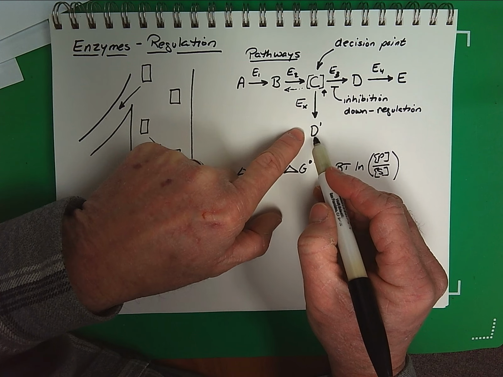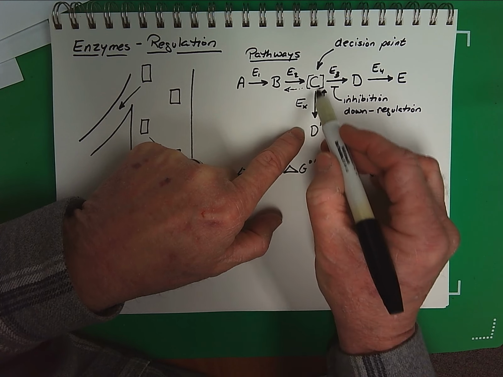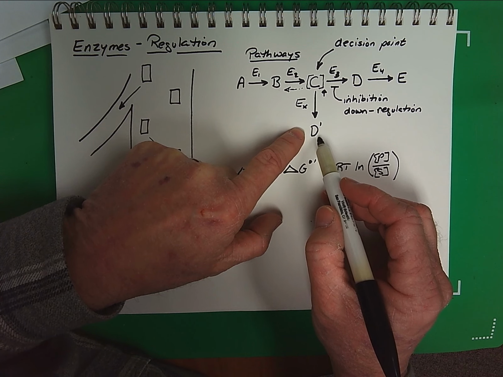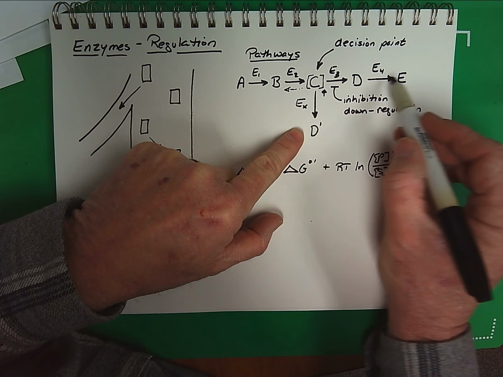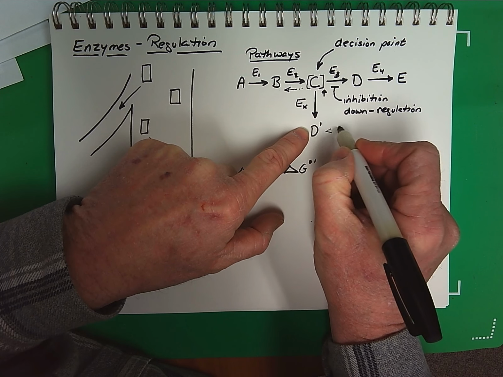What about D prime being our product? Well, this branch point has not been used up to this point. We have only used the main pathway. So that means the concentration of D prime is very, very low.